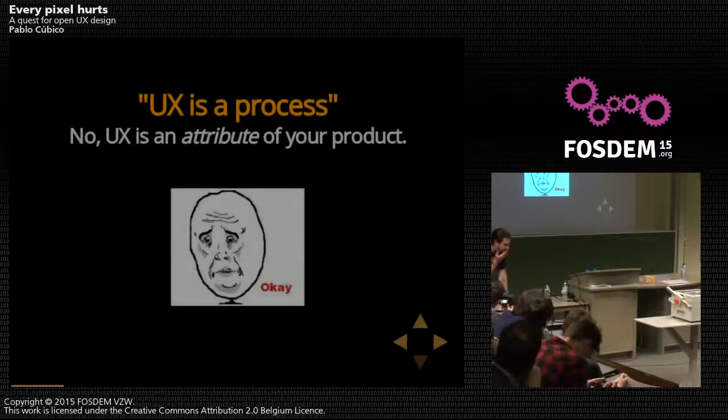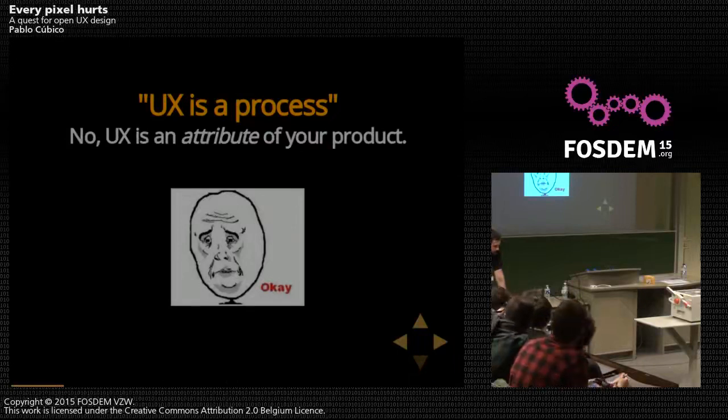So one is that UX is a process, something that is repeatedly written on blogs. Many authors talk about UX being a process. And yes, UX design is a process. UX development is a process. But UX is actually an attribute of your product. It's something you can measure, right? You are not talking about a process when you say UX. You are talking about the user experience, the experience of your users on your product. That is something that can be measured. It's not something elusive that takes a lot of time to determine.